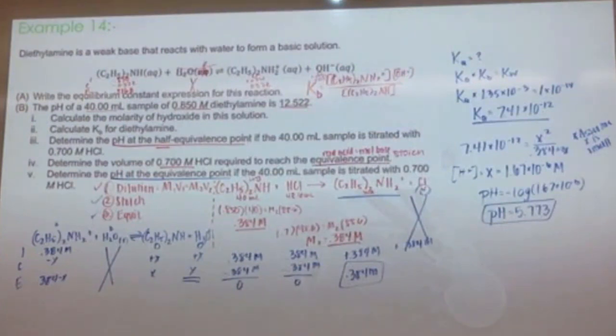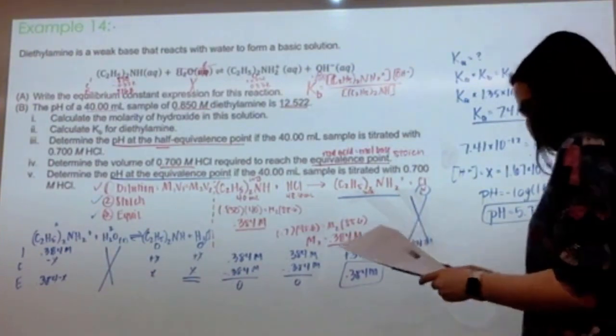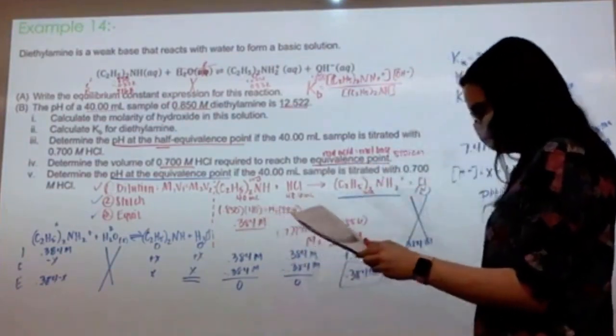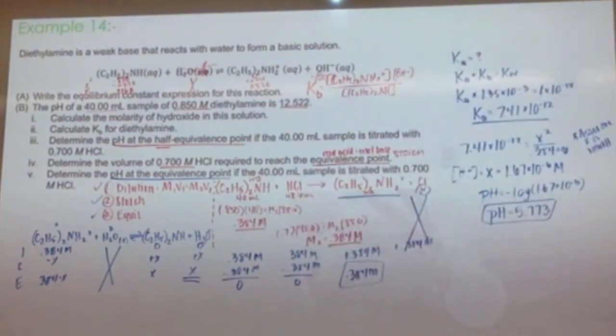Now we're just going to do example 16, which is a nice short and sweet question. We'll save 17 for Monday. So before I flip to 16, any questions on what we did in 14?